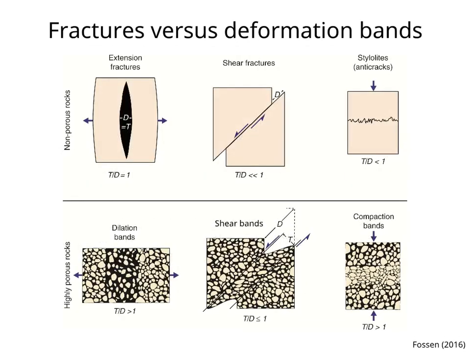In the brittle regime, low porosity rocks can develop extension fractures, shear fractures, or stylolites. These are known as anticracks and are perpendicular to the shortening direction. The corresponding structures in highly porous rocks are dilation bands, shear bands, and compaction bands. For all these structures, the ratio of thickness to displacement is given.